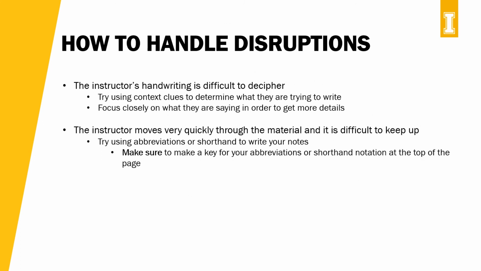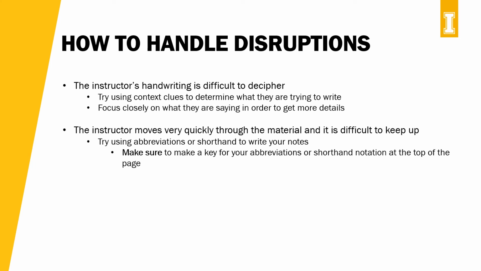The instructor's handwriting is difficult to decipher. Try using context clues to determine what they are trying to write. It can also help to focus more on what they're saying in order to get more details about what they're writing. The instructor moves very quickly through the material and it is difficult for you to keep up.